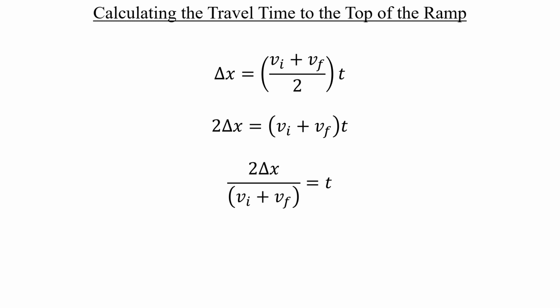Remember, our initial velocity was 0, so really, we're taking 2 times the length of the ramp divided by the final velocity that we just solved for, like this. And when you plug all that in, you get the following time.